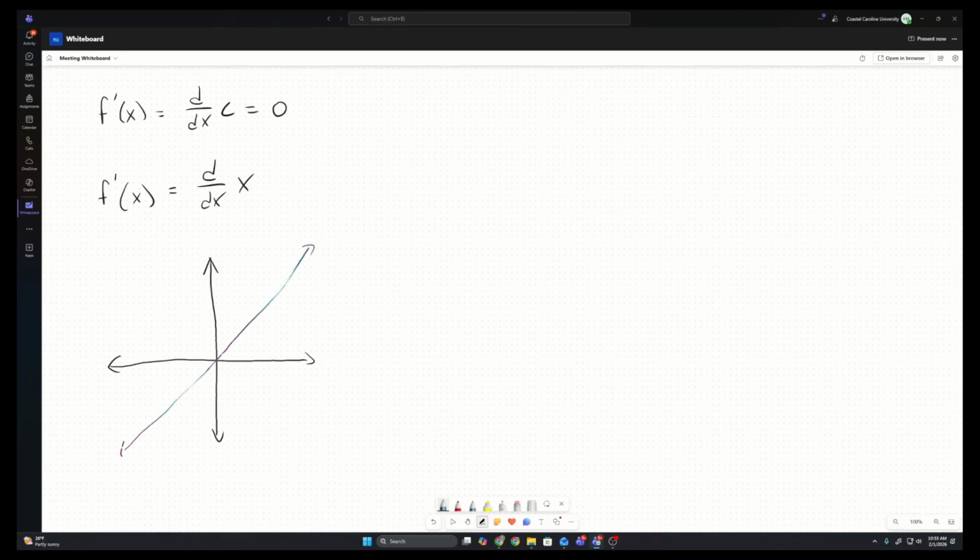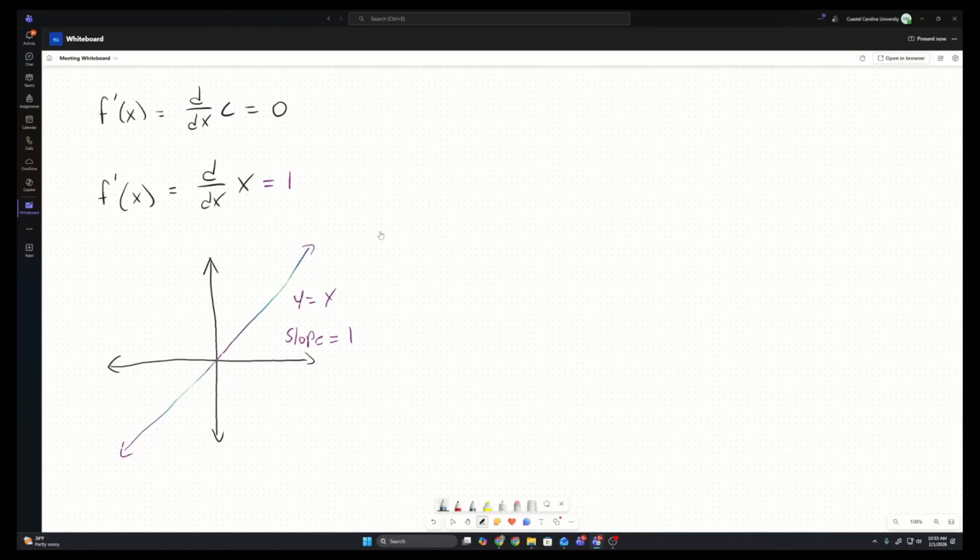There we go. So let's say this is y equals x. Now, if I was to look at the slope of this line, the slope is always 1, right? For a constant, the slope is always 0. In this case, the slope is always 1. So if I take the derivative of x, no matter what point I pick, the slope of that tangent line is always equal to the slope of this line itself. So we get 1 as that.